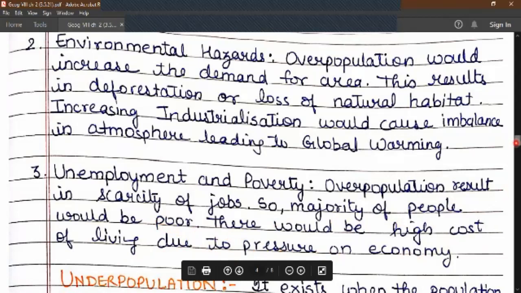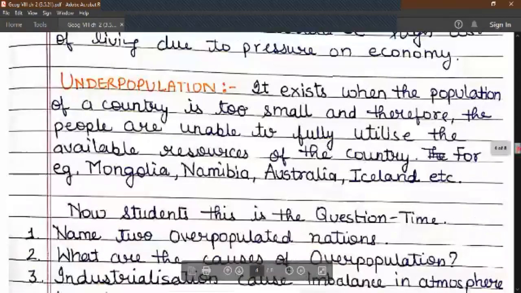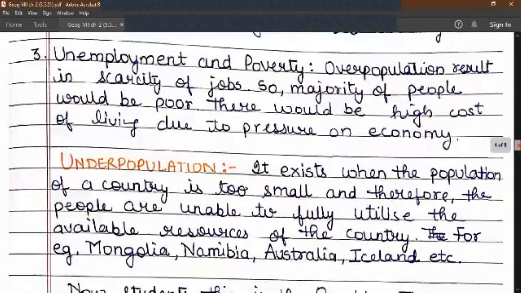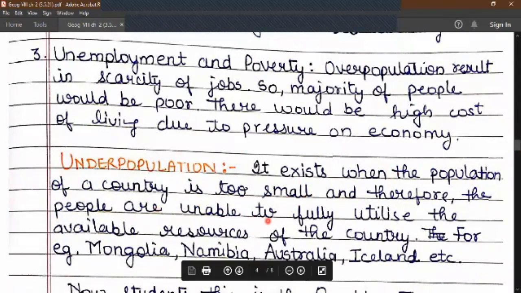Now let us discuss underpopulation. Underpopulation exists when the population of a country is too small and therefore the people are unable to fully utilize the available resources of the country. For example, Mongolia, Namibia, Australia, and Iceland, which are underpopulated.